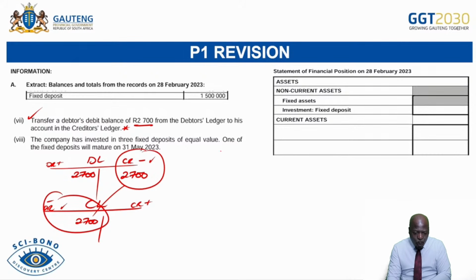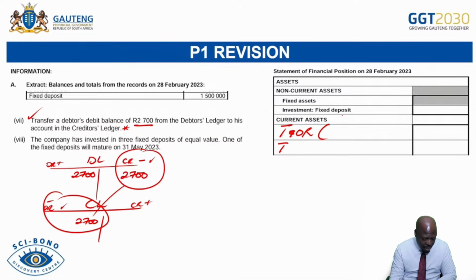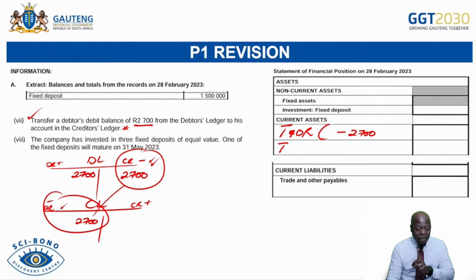That means I'll come to my current assets and I'm going to say trade and other receivables. All right. Okay, let me write my trade and other receivables here. Trade and other receivables. I'm going to put it here. And I'm going to say on my trade and other receivables, I'm going to say minus, because the sign is a minus. So I'm going to say minus 2.7 over here. And then I must do the same to my trade and other payables. What sign do I have there? A minus sign.